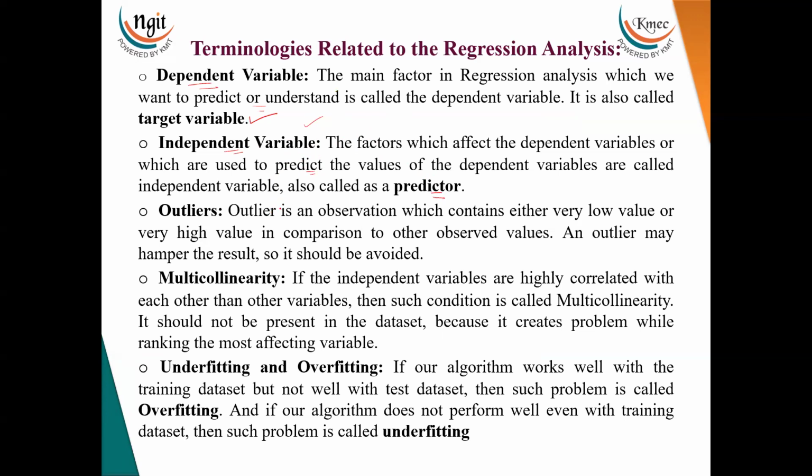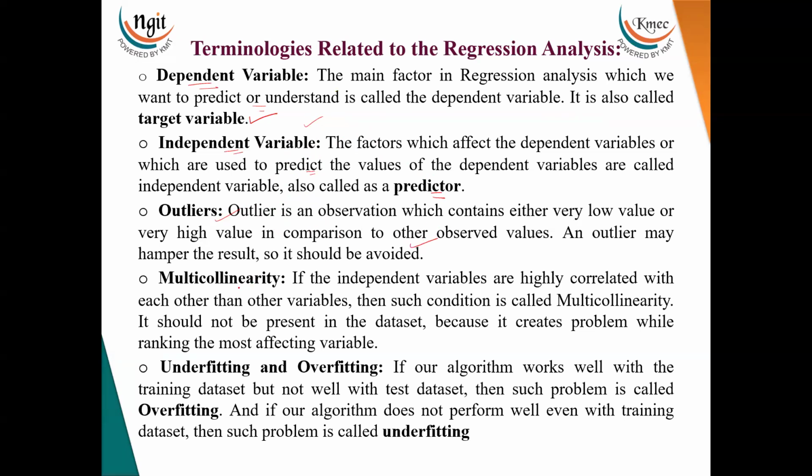Outliers. In the last unit also we calculated these outliers. An outlier is an observation which contains either a very low value or a very high value. And the outlier may hamper the result, so we should avoid these outliers.